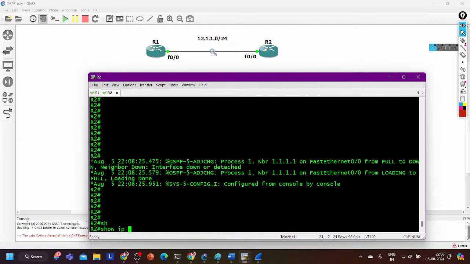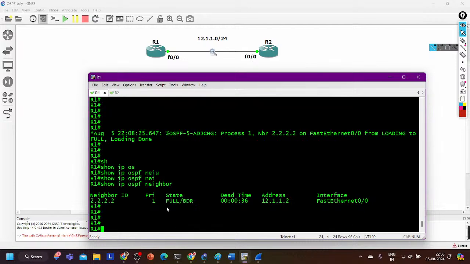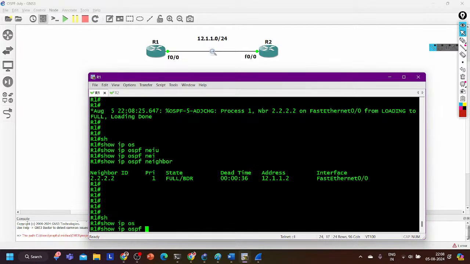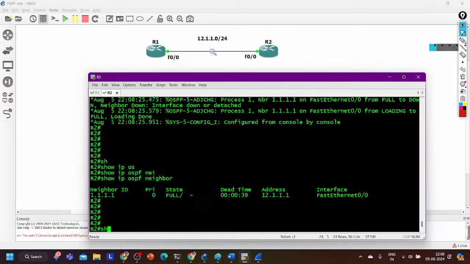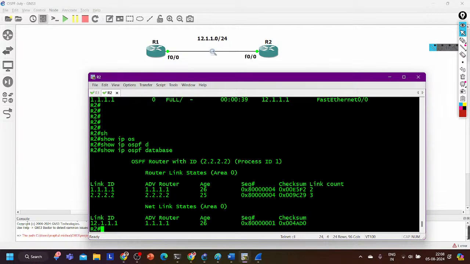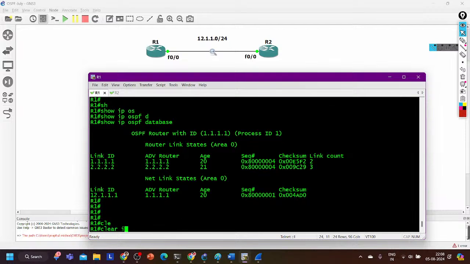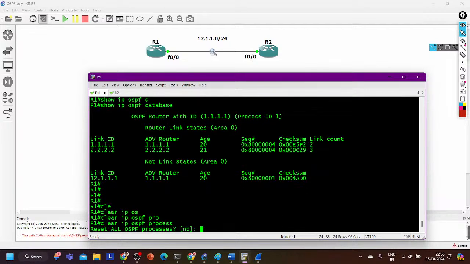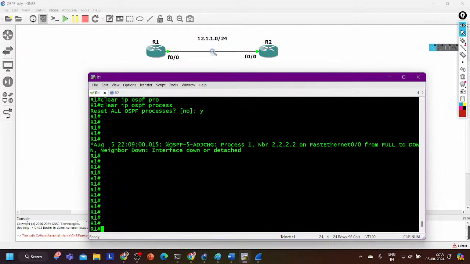So show IP OSPF neighbor. Neighborship is there, and show IP OSPF database. Database is also the same. Clear IP OSPF process. Say yes. Let me clear the neighborship. Again, these two routers will form neighborship.